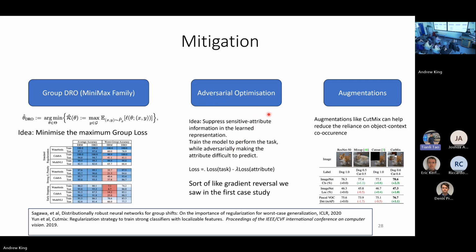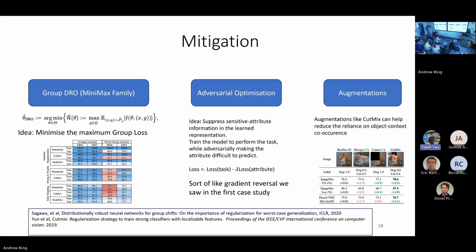Then we have adversarial optimization. The idea here is that we try to maximize the task prediction and minimize the attribute prediction. So methods in this domain more or less try to use this equation: loss of task minus lambda loss of attribute, the adversarial attribute, which is the adversarial component. We can increase or decrease the lambda based on how much harmful or useful it may be for the task.